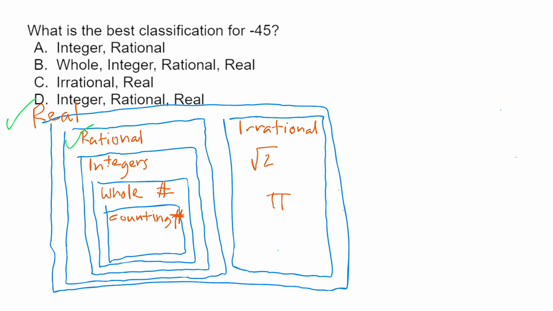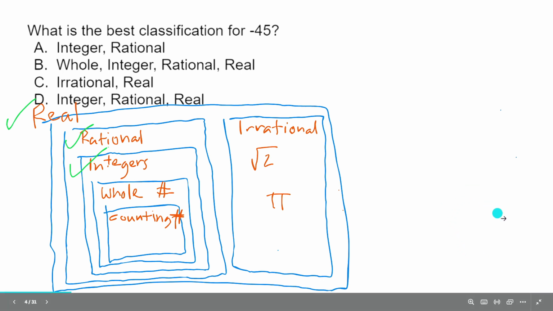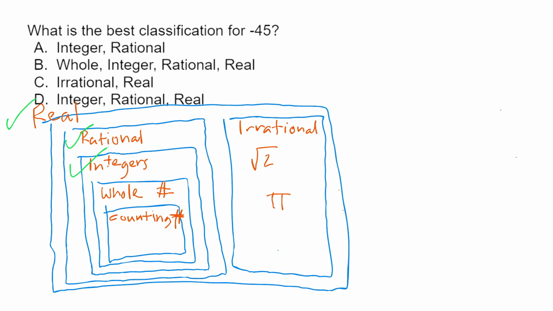A negative integer. Now, is negative 45 a whole number? It's not, because whole numbers are only 0, 1, 2, 3, 4, 5, and so on and so forth. So negative 45 is not a whole number. So our answer should be real, rational, and integer, which matches our letter D. So our answer here is integer, rational, and real. Okay, I hope this one is already clear.